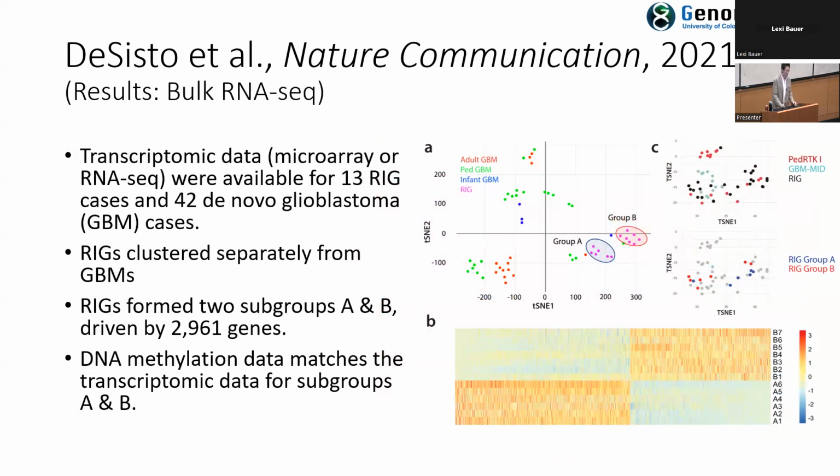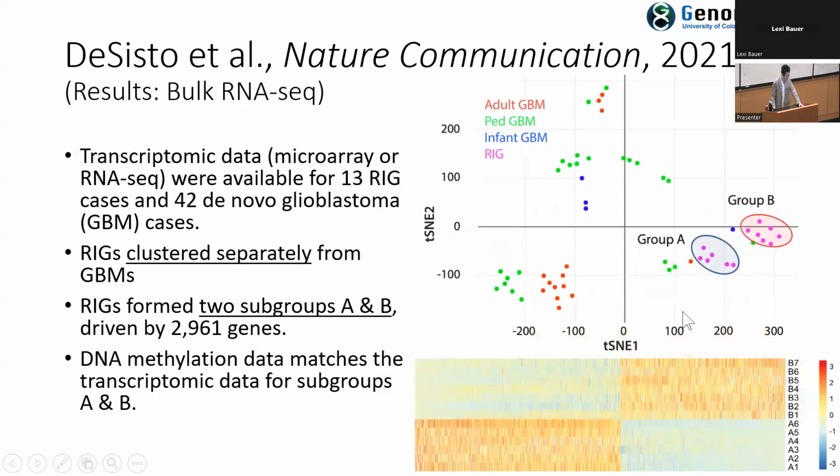They also looked at the transcriptomic data as well. I have to confess, it's not just RNA-seq that they got the transcriptome data from. They also used microarray, which is kind of an outdated technology. Once upon a time, there was no bulk RNA-seq, so you had to do microarrays in order to get gene expression. But anyway, that's what they had, so it is what it is. What they found was, first of all, the transcriptomic data were only available for 13 RIG cases, but okay, that's fine, and 42 de novo glioblastoma cases, right?